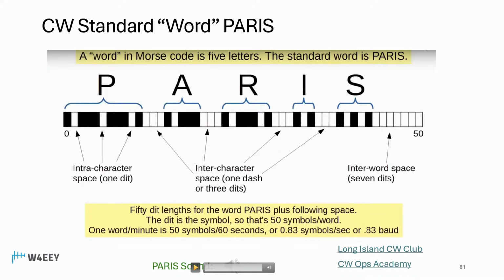It used to be that to pass the general class exam, you had to be able to transmit and receive at 13 words per minute. So that's the speed that we used to have to do that at. Not required anymore.